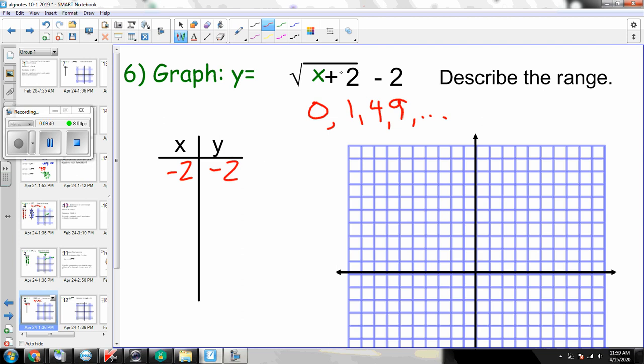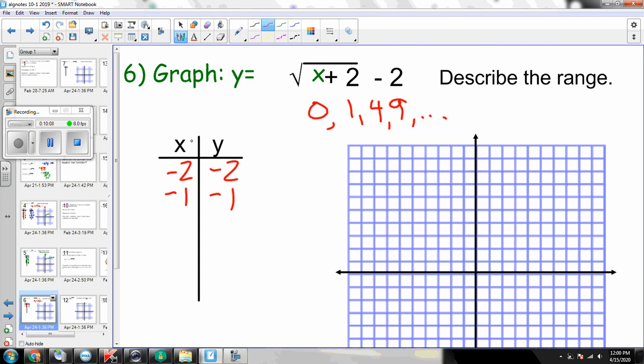Then I'm going to start thinking, well, how can I make this the square root of 1? Because 1's a perfect square number. What do I add to 2 to get a positive 1? Well, that would be a negative 1. If I let x be negative 1, negative 1 plus 2 is positive 1. The square root of positive 1 would be 1, but then I would have a 1 take away 2. That would be a negative 1.